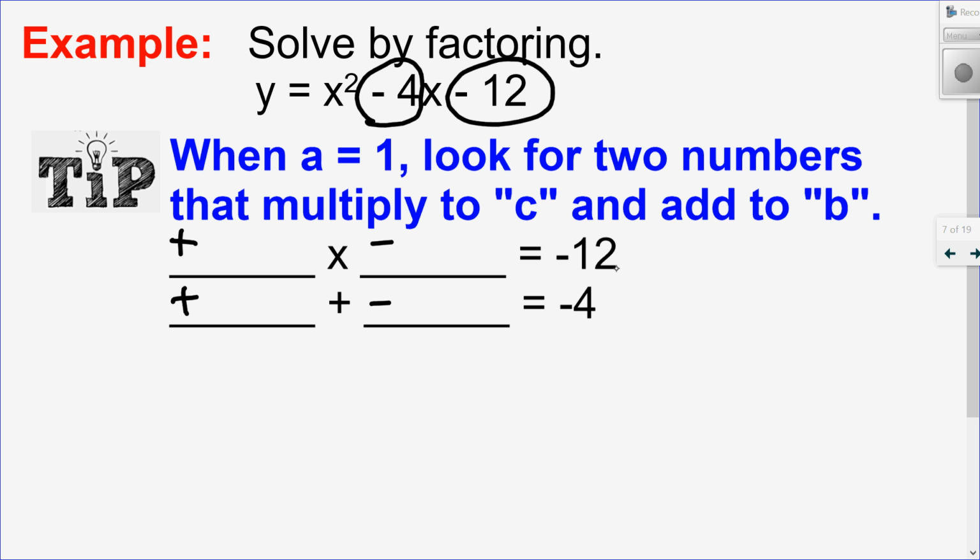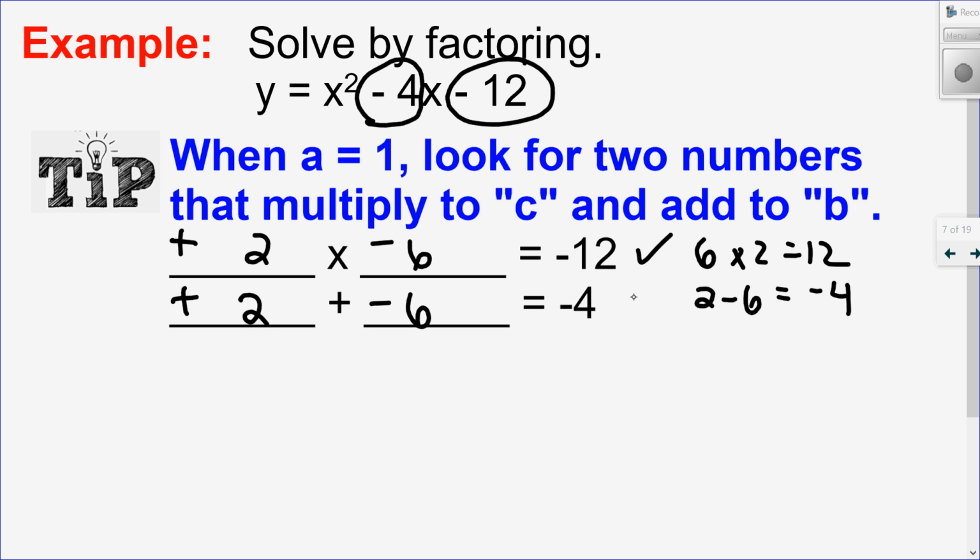So the factors of 12 that would work would be 6 and 2. 6 times 2 is 12, and 2 take away 6 is negative 4. So I know that the negative one is going to be the bigger one, since the answer is negative. So this is going to be my negative 6, and this one here will be my positive 2. As soon as you find the numbers, just do a quick check. 2 times negative 6 is negative 12. Yes. 2 plus negative 6 is negative 4. Yes. So I know I have the correct factors.